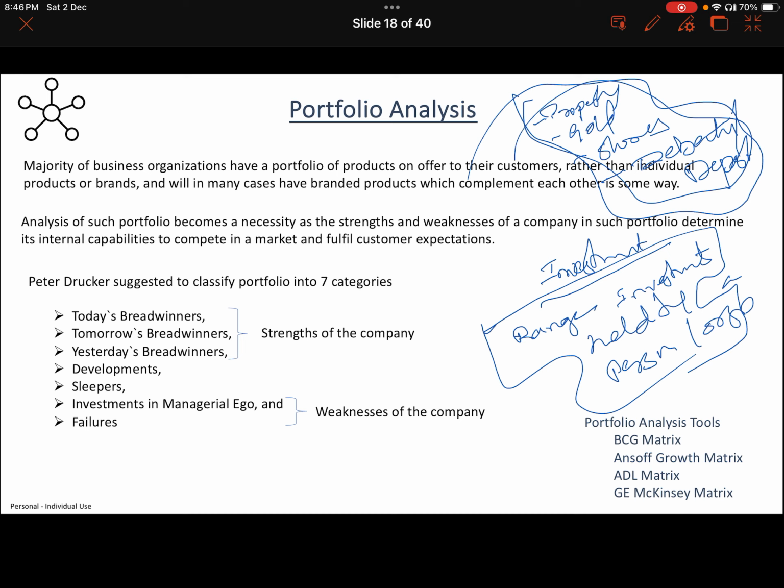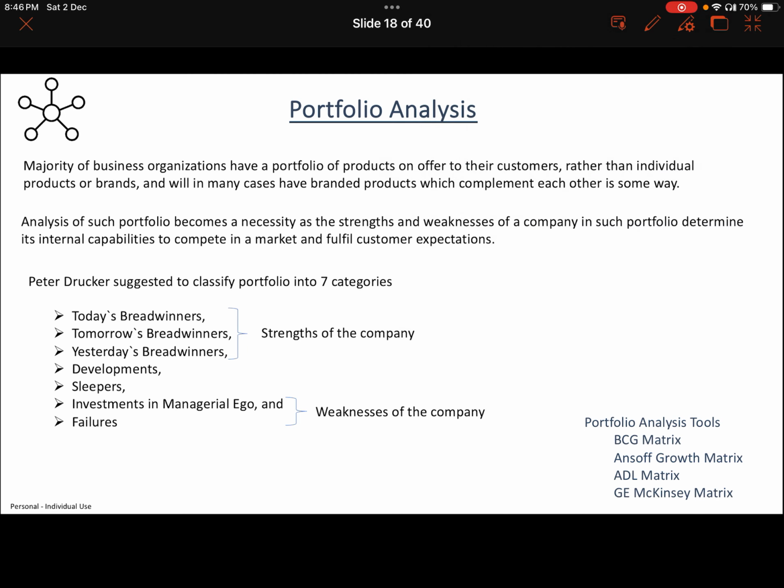So we have 10 lakh rupees to invest. Where all we invested, how much in gold, how much in shares, etc. The whole thing is called a portfolio. So in business parlance, when we are talking about portfolio analysis here, it is all about the portfolio of products which a company possesses.